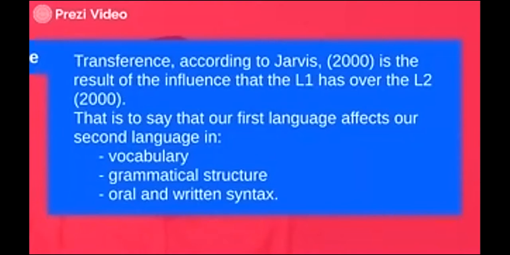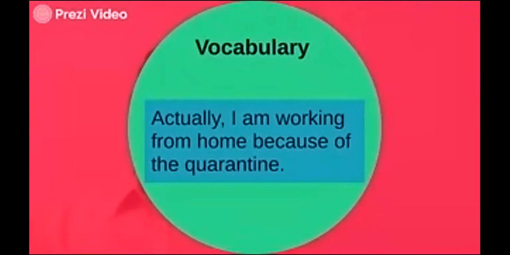We can divide this into 3 categories. We're going to be studying how it influences vocabulary, grammar structure, and oral and written syntax. Transference has an effect on vocabulary. For example, "Actually, I am working from home because of the quarantine." This is an example of transference in vocabulary. The student here tried to say "actualmente," talking about time, but obviously in English, this is different. So this is an example of transference at a vocabulary level.